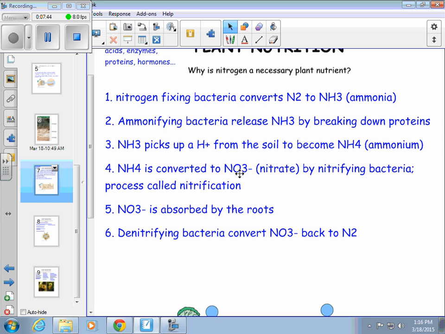All of these steps happened so that the roots can absorb the nitrogen. Plant cannot use atmospheric nitrogen. It can't use ammonia. It can't use ammonium. It has to get it into the right form so that it can be absorbed by the roots. The last step is that there is another type of bacteria in the soil called denitrifying bacteria, and those bacteria will actually take the nitrate and convert it back into atmospheric nitrogen.